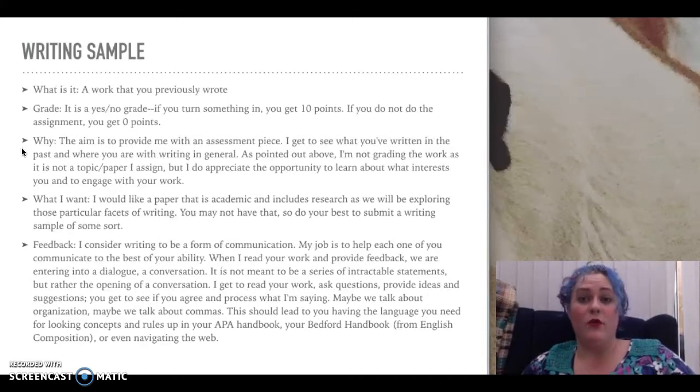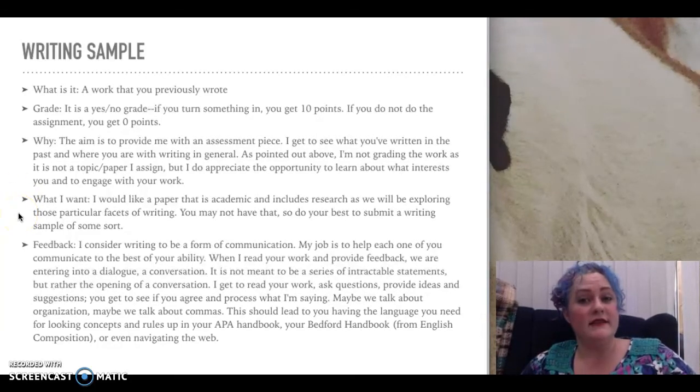Part of this course is about growth, and so I need to see where you are, and I can evaluate that based on where you go as the course progresses. I'm not grading it based on how well you accomplish some particular task with it. I'm simply looking at where you are with writing.